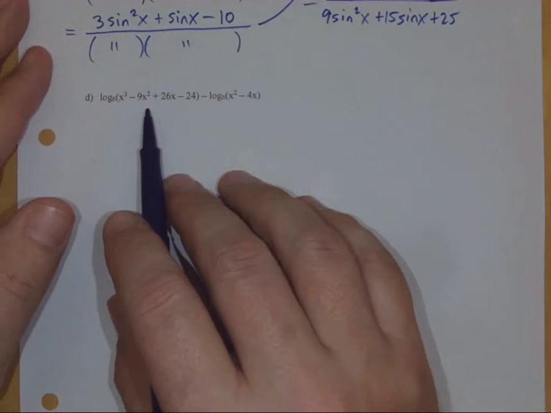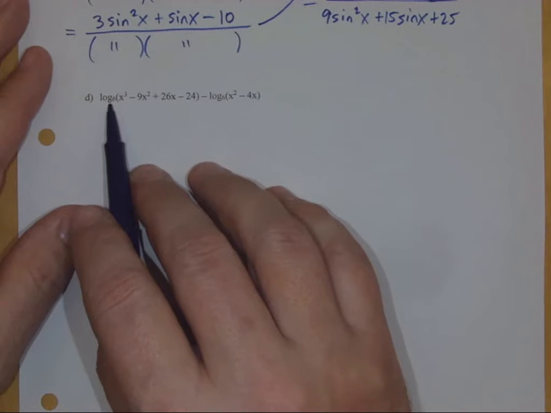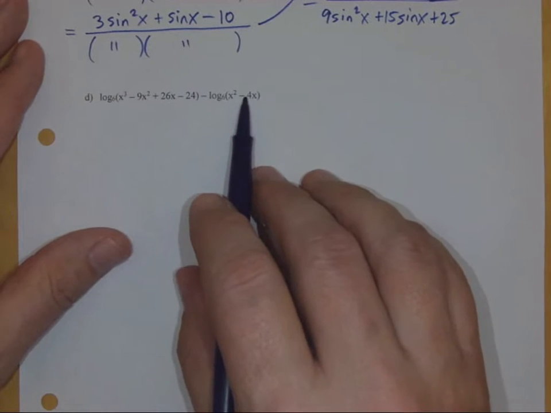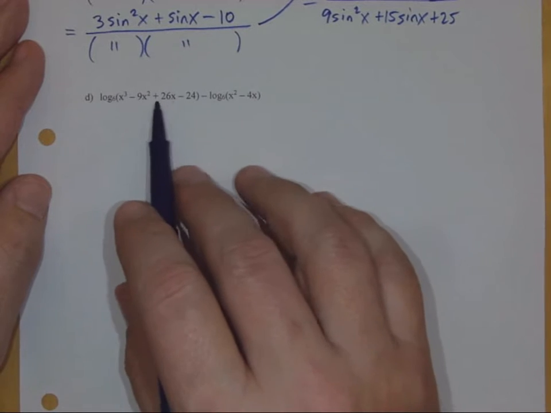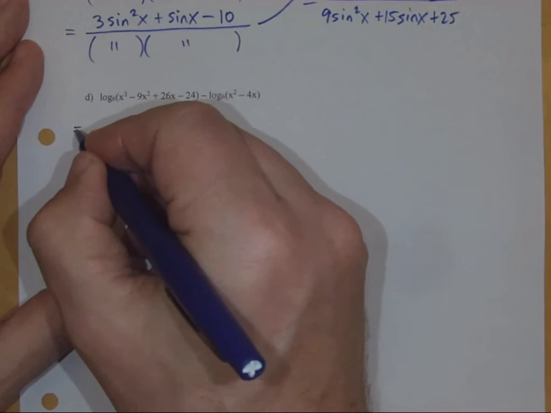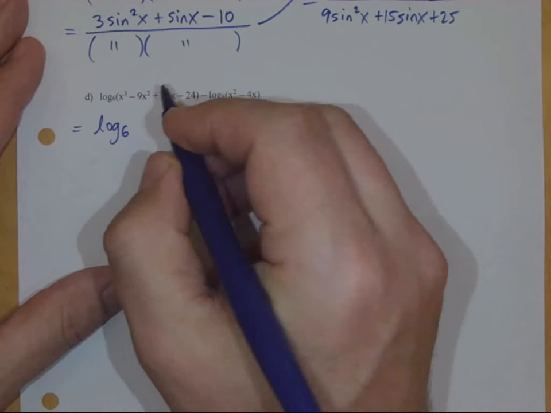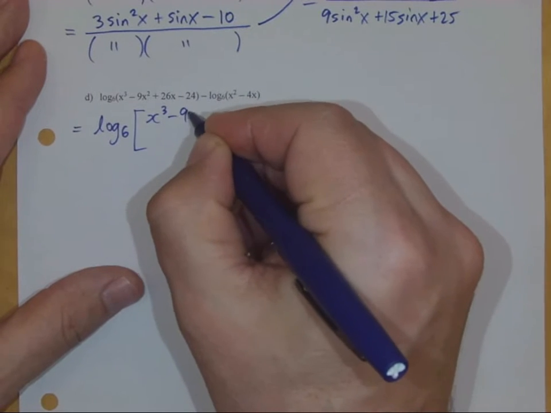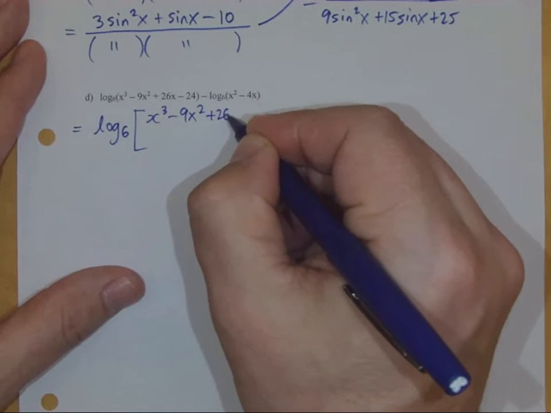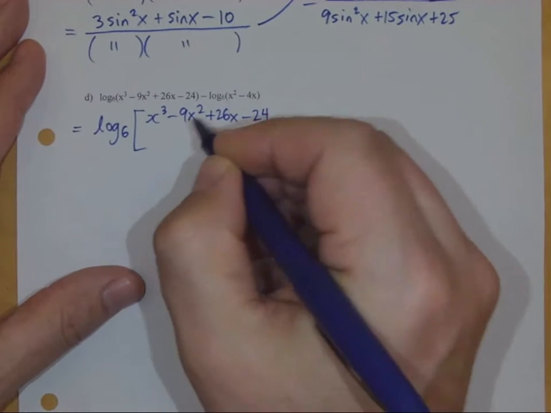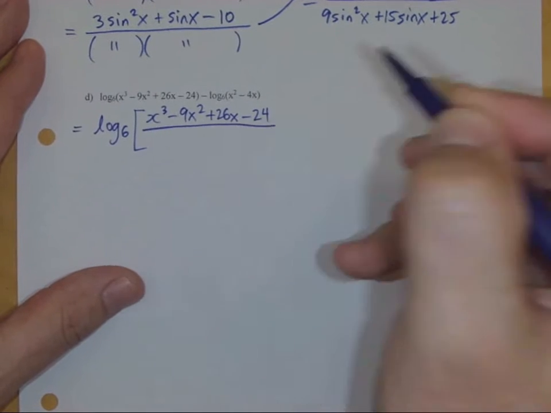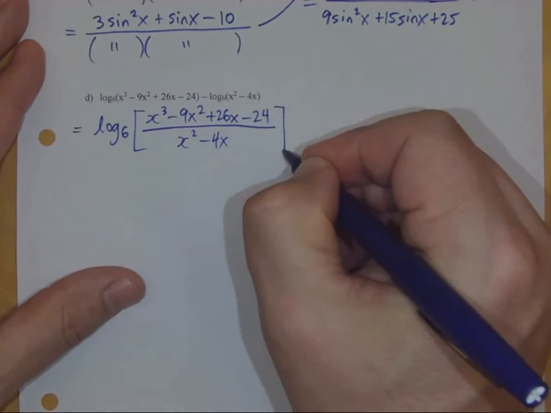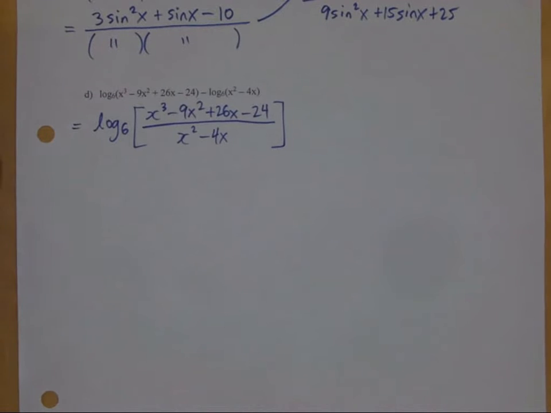We do have log rules that say if you have a log of base 6 with an argument, and you're subtracting a log of base 6 with a different argument, you can combine these by dividing the arguments. So that's the first thing I'm going to do. Log base 6 of x cubed minus 9x squared plus 26x take away 24 divided by the second argument of x squared minus 4x. So far, so good.